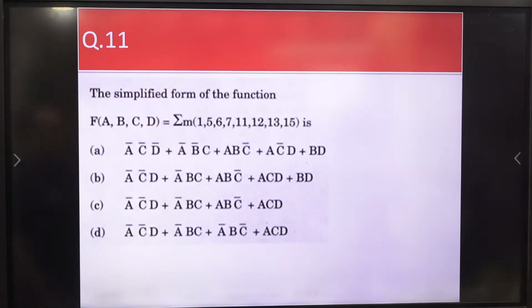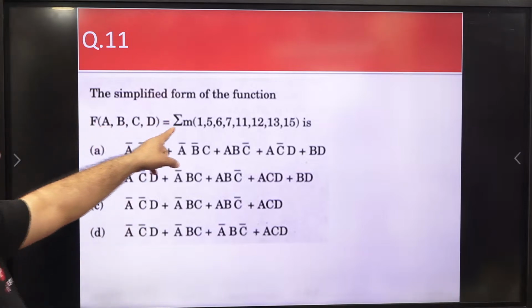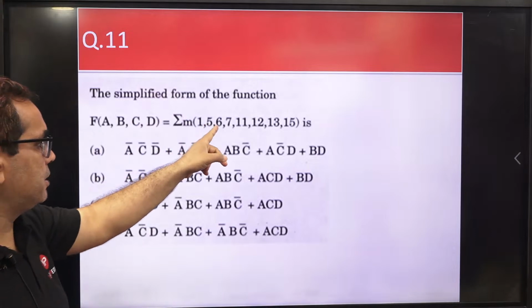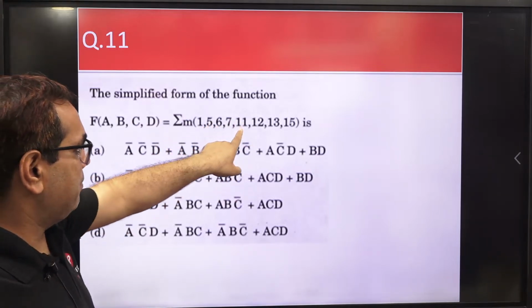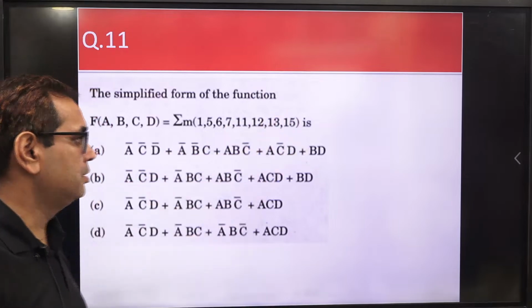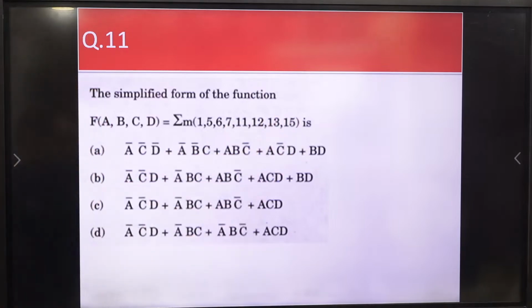What is the simplified form of the given canonical form? Canonical SOP is given to you: summation of minterms 1, 5, 6, 7, 11, 12, 13, 15. These are the minterms here. So you have to simplify this. You have to write it in minimum form.